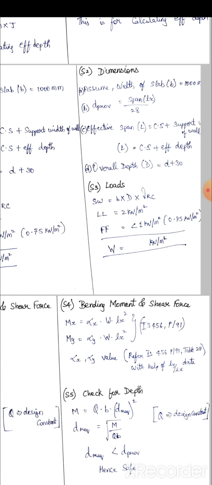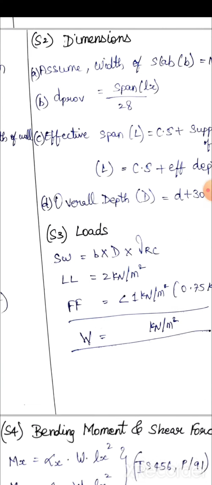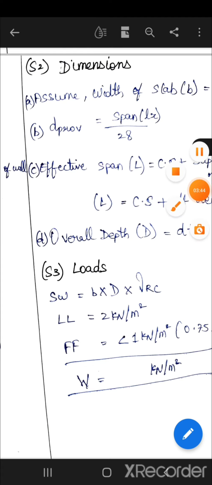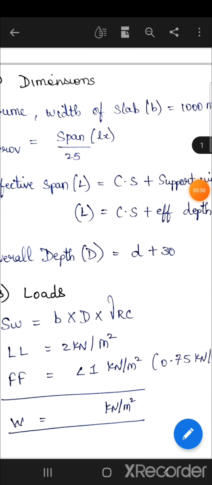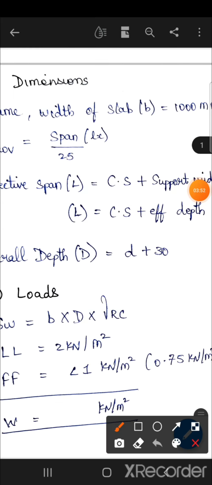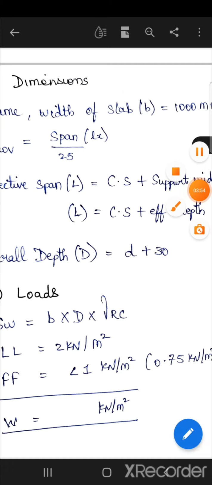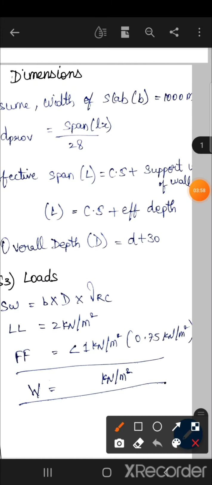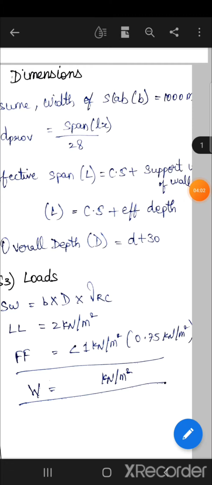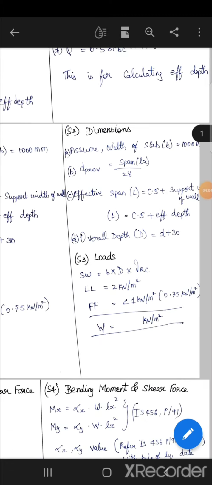Same goes for two-way slab, but depth provided formula changes. Span by 28. If you see in one-way slab, we use span by 25. For two-way slab, we use span by 28. Only slight difference for one-way and two-way slab dimensions.